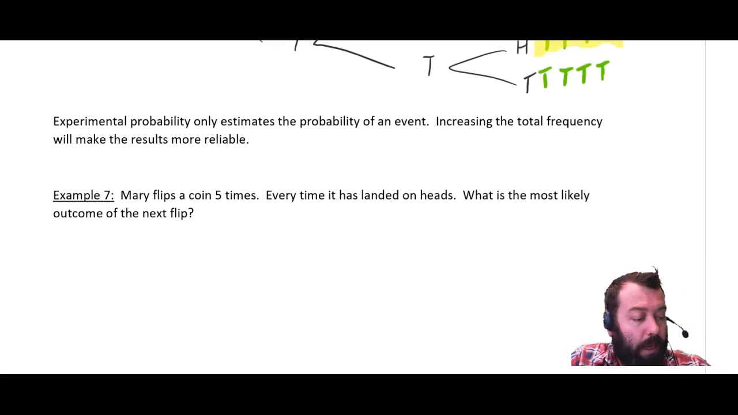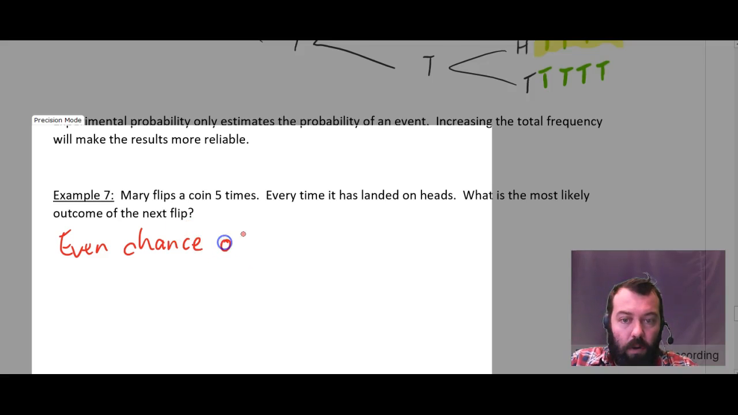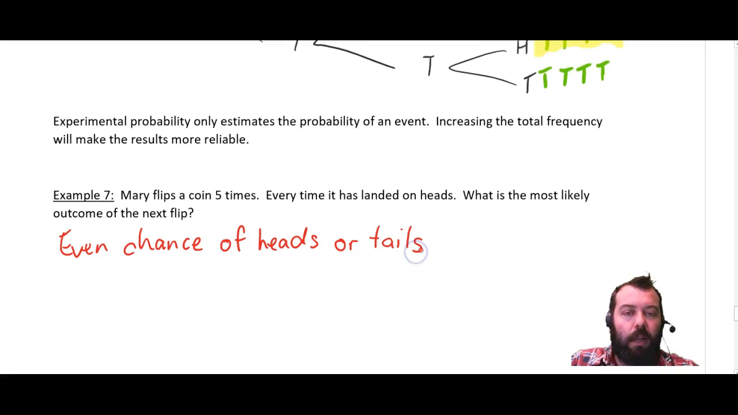We have an even chance, I better write this in, an even chance of heads or tails. This idea of a law of averages, that they must balance each other out, can be misinterpreted.